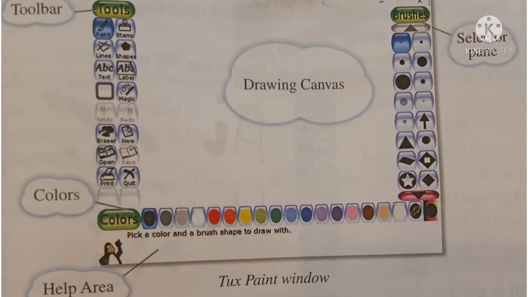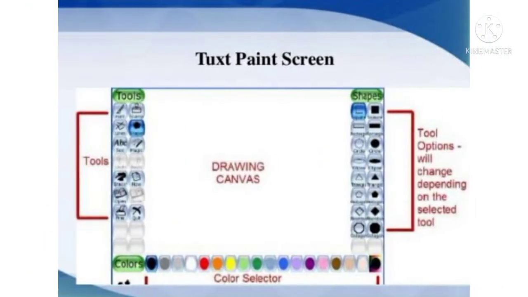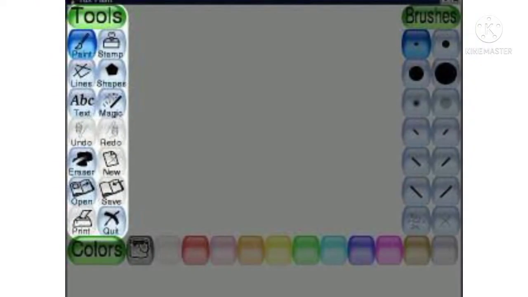Number 1. Toolbar. The different tools available in TuxPaint are seen in the left pane of the window. They are used for drawing, editing, saving and opening pictures. Number 2. Drawing canvas. It is the blank area in the center of the window used for creating images. Number 3. Selector pane. The right pane of the window shows the different options available under the tool selected in the toolbar pane.